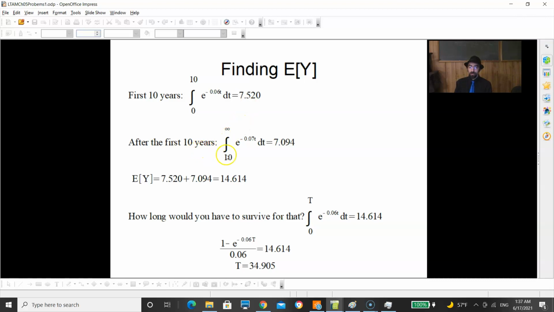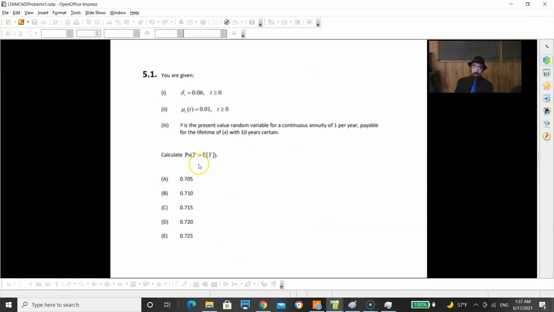And after the first 10 years, you integrate from 10 to infinity. It's no longer just e to the negative 0.06t dt. You have to also multiply by e to the negative 0.01t. So you get 7.52 for the first 10 years, 7.094 for the rest. Expected value of Y is 14.614. All right, so we found E of Y. Next thing we think about, we want the probability that Y is greater than E of Y.